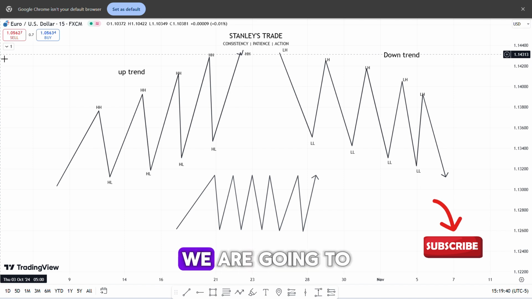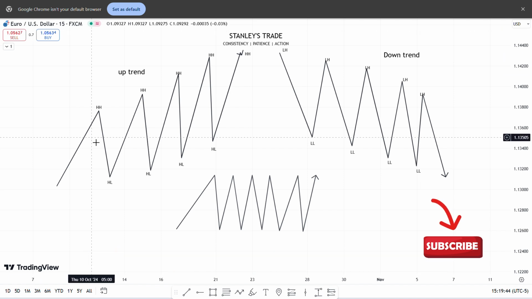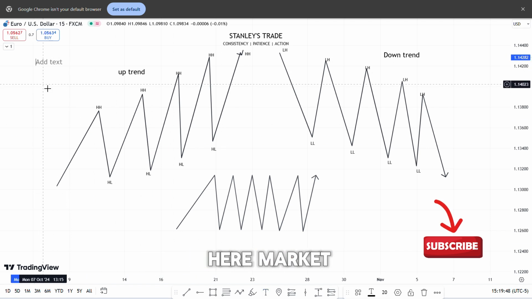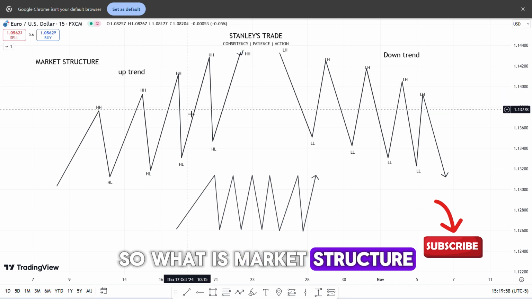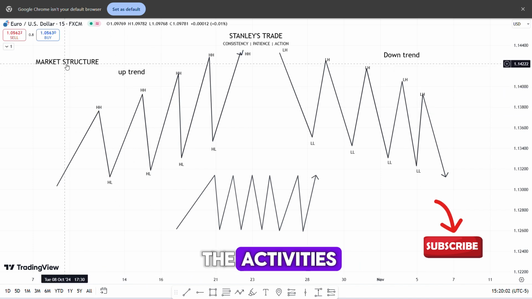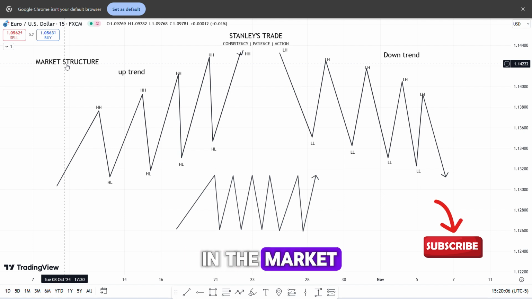Okay, so today we are going to be talking about market structure. Market structure. Okay, let me write it here. Market structure. So, what is market structure? Market structure simply means the activities of buyers and sellers in the market.